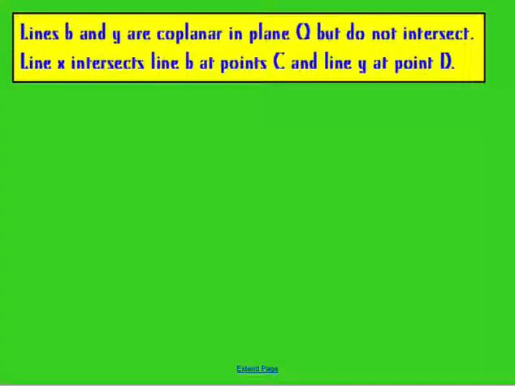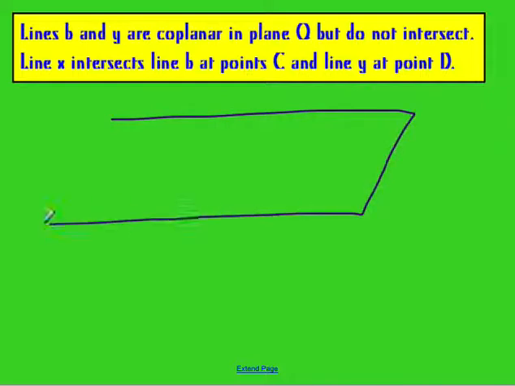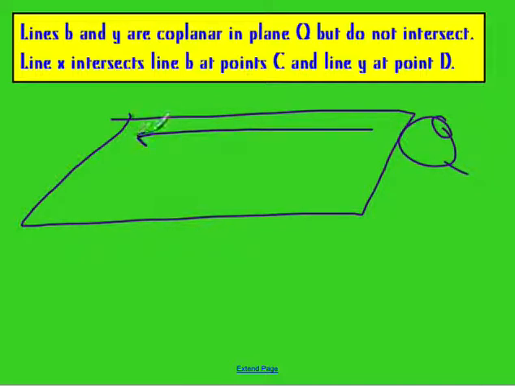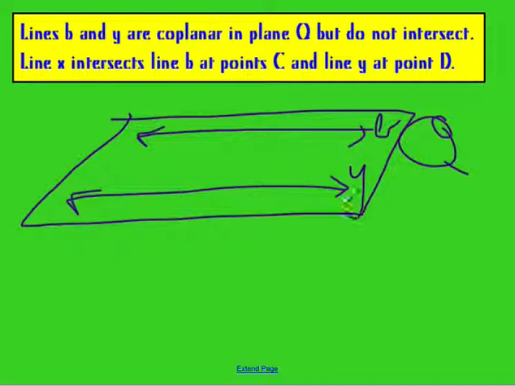So I also want to do a little quick review because you're going to have some on your worksheet. So lines B and Y are coplanar. That means that they need to be on the same plane. So here's my plane Q. Remember, capital script letter. And so B and Y are on the same plane, but they don't intersect. So I'm going to draw two lines that don't intersect. Lower script B and lower script Y to name each of those lines.